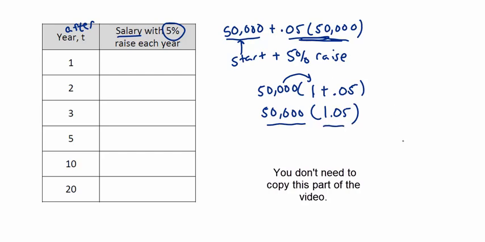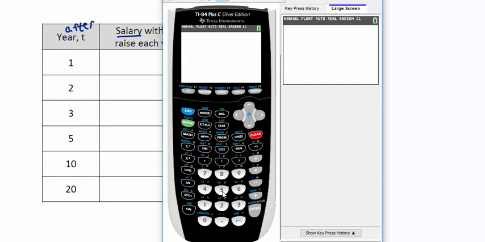Let's do that on the calculator. So let me clear my calculator. So he started with $50,000, and I'm going to increase his salary by simply multiplying by 1.05. I would just put that in parentheses.